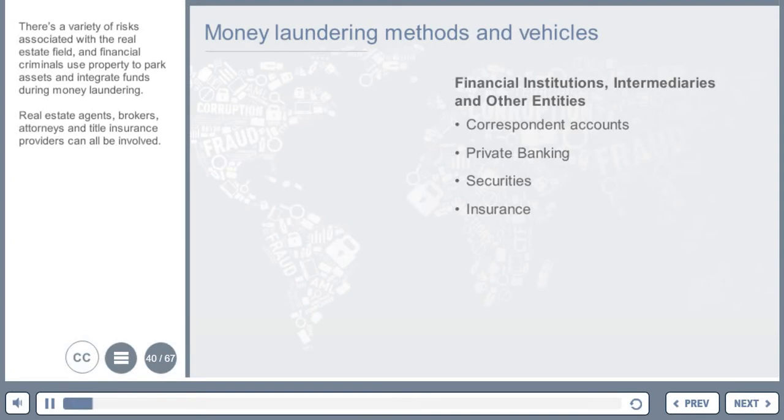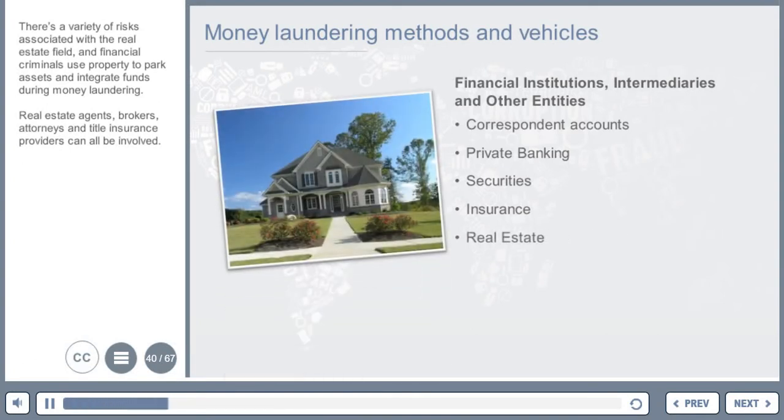There's a variety of risks associated with the real estate field, and financial criminals use property to park assets and integrate funds during money laundering. Real estate agents, brokers, attorneys, and title insurance providers can all be involved.